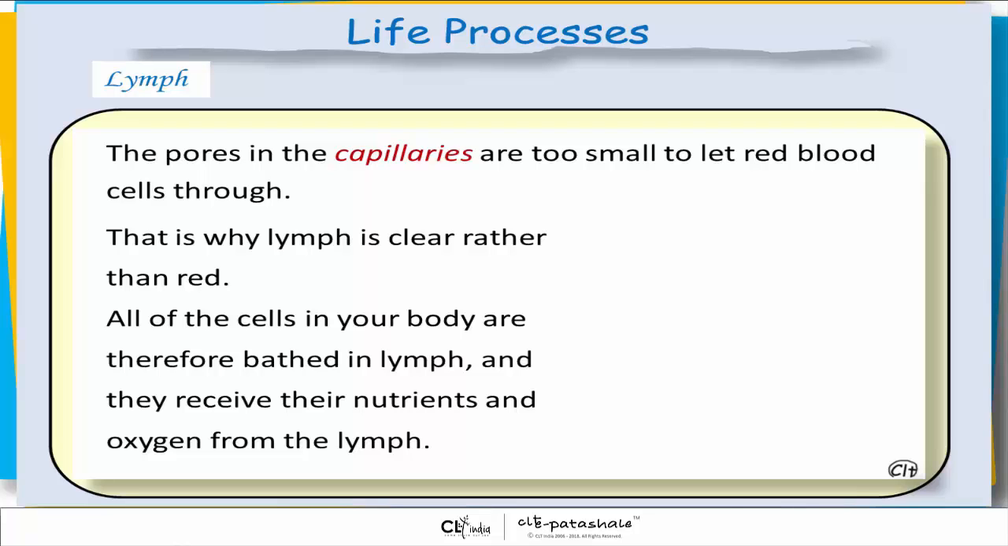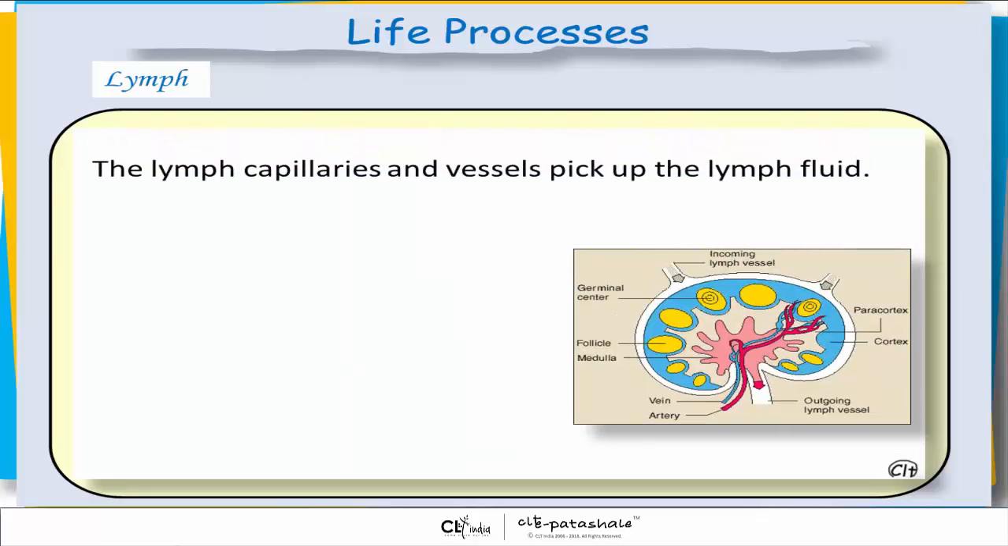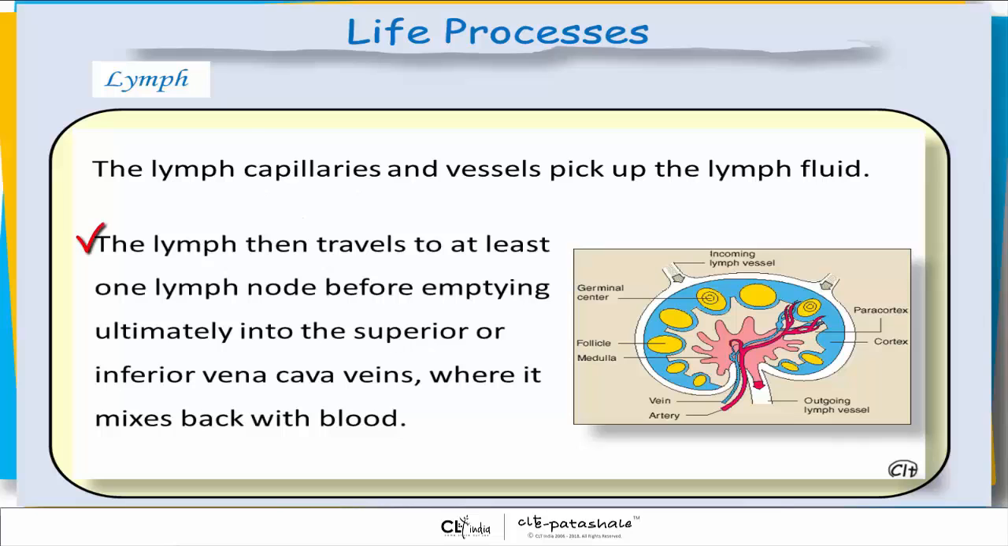All of the cells in your body are therefore bathed in lymph and they receive their nutrients and oxygen from the lymph. The lymph capillaries and vessels pick up the lymph fluid. The lymph then travels to at least one lymph node before emptying ultimately into the superior or inferior vena cava veins, where it mixes back with blood.